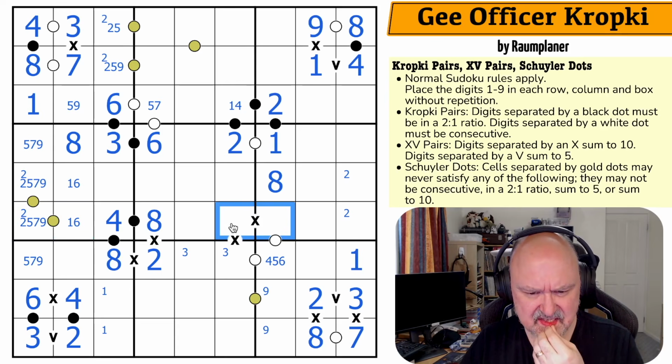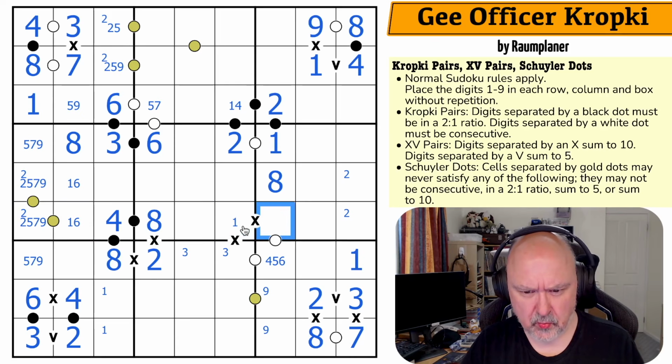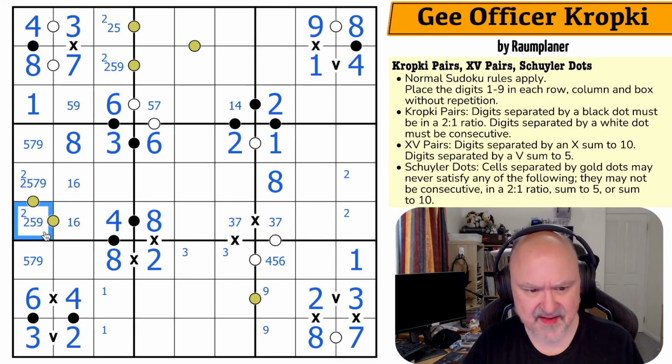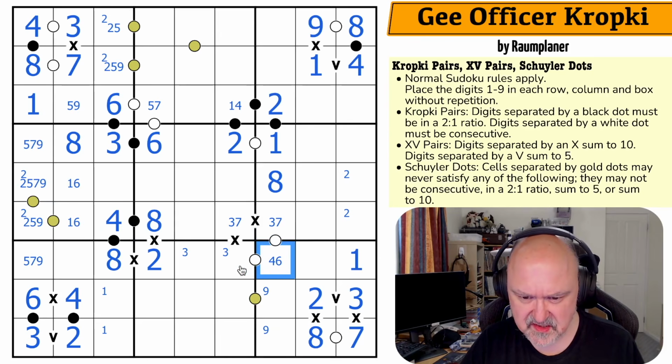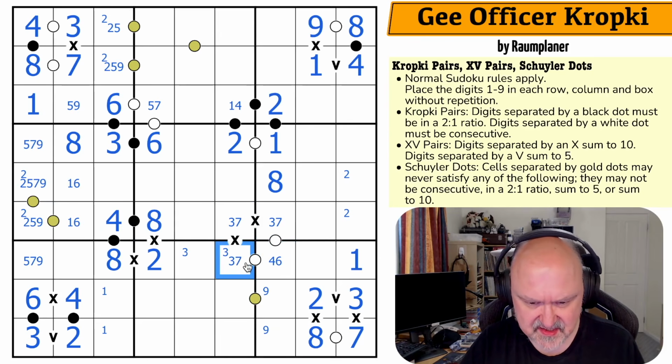So what is this? It could be 1, 9 in a particular order. No, it can't be 1, 9, because if it's 1, 9, this would have to be the 9, and that's not consecutive with anything. It can't be 2, 8, and it can't be 4, 6. This is 3, 7. So there's no 7 there. And 5 is not consecutive with either 3 or 7. This is 4 or 6. And 3, 7 means this is 3, 7.